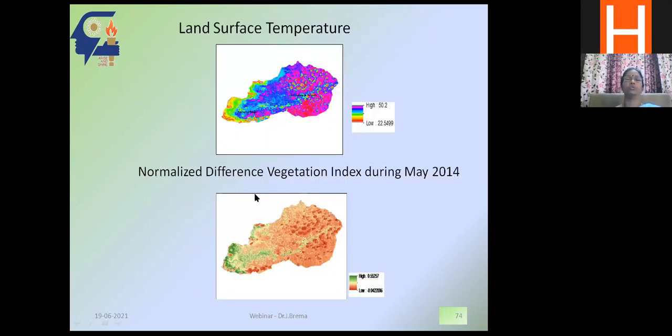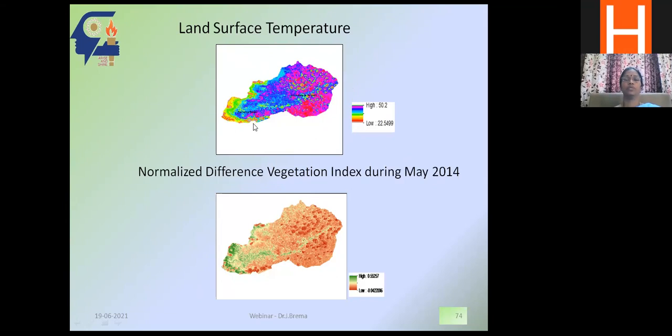I will just show you some of these images. So this is the land surface temperature. You can see as high as 50.2. It's summer time and during the month of May 2014. So I can see this much high increase in temperature in these, and this is a hilly area.